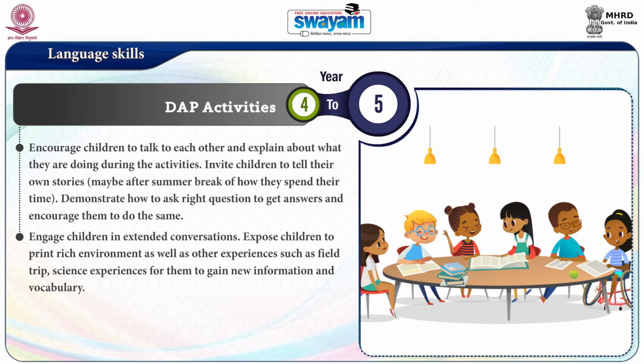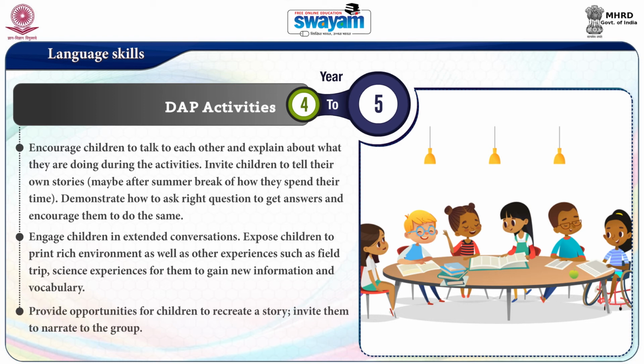Expose children to a print-rich environment as well as other experiences such as field trips and science experiences for them to gain new information and vocabulary. Provide opportunities for children to recreate a story. Invite them to narrate to the group. Continue to provide musical experiences for them.